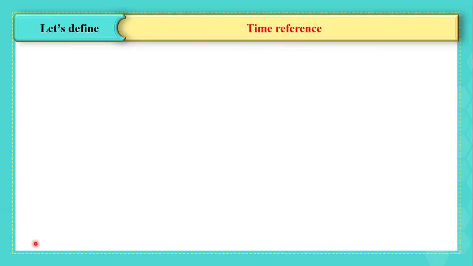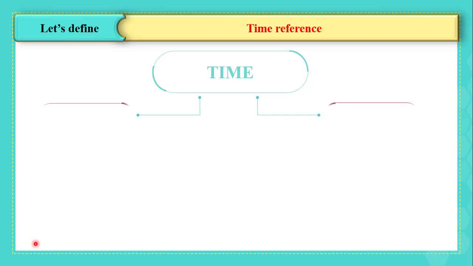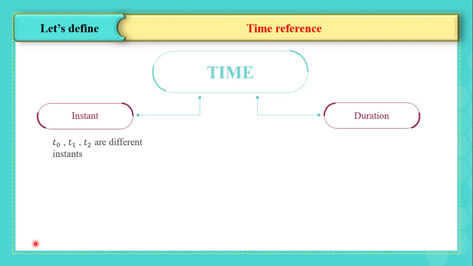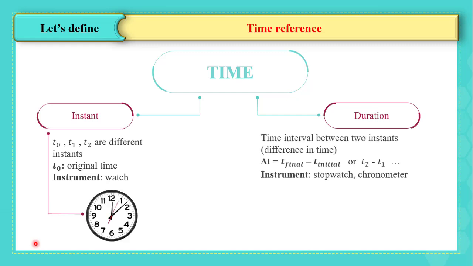Time is expressed either as an instant, t0, t1, t2, where t0 is the original time or the instant at which we start timing. It is measured using a watch. Or it is expressed as a duration, which is a time interval between two instants, where delta t is equal to t final minus t initial, or t2 minus t1, etc. The instruments mainly used to measure the duration of time are the stopwatch or chronometer.